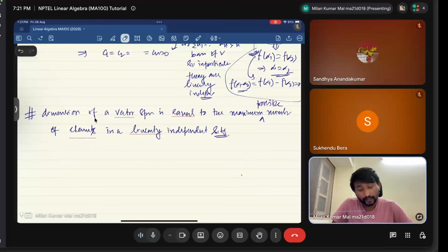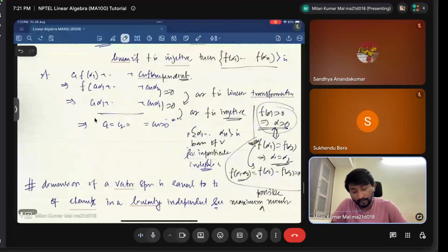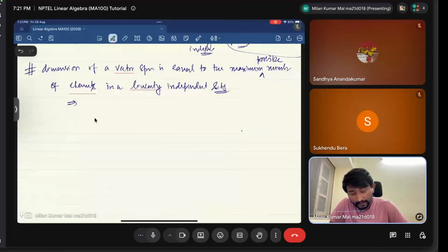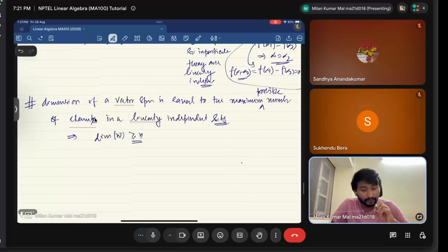So what I'm getting here is that we have n linearly independent vectors in the vector space W. That implies the dimension of W must be greater than or equal to n, as the space W contains n linearly independent vectors.